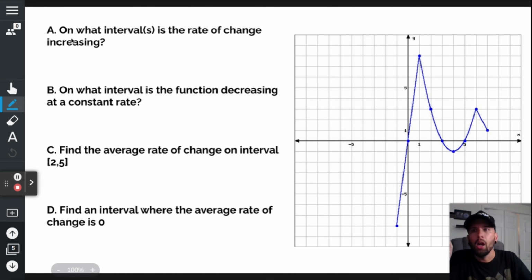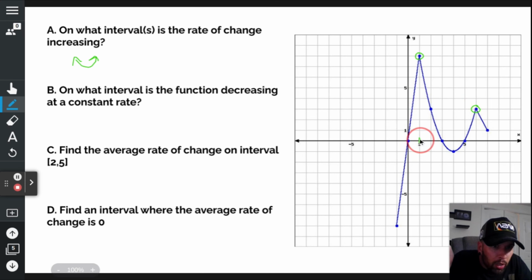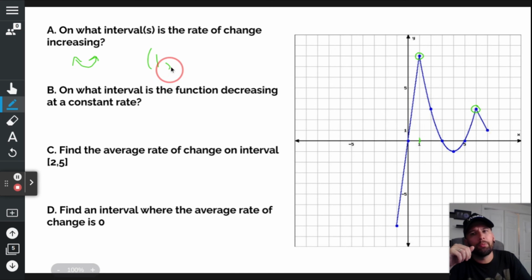So A, on which interval or intervals is the rate of change increasing? We know from the first thing that we looked at that when the rate of change is increasing, that's concave up. So on which interval or intervals do we see concave up? Only between 1 and 6, not including 1, because technically here I have no rate. It's 0. But it's going to be between 1 and 6. And that's the only part on this whole thing that I have concave up.